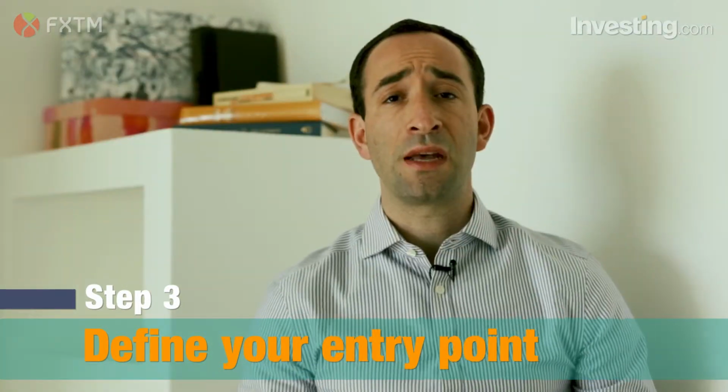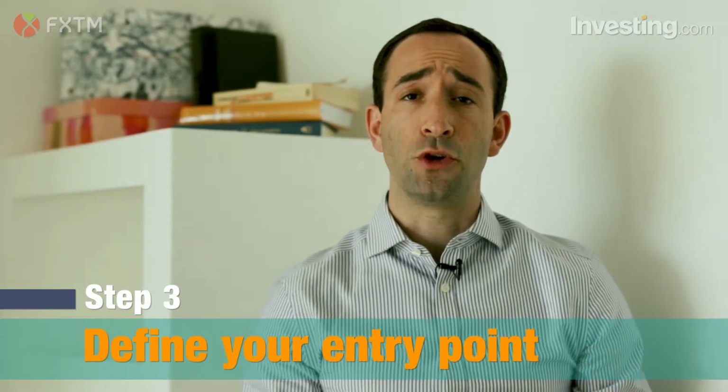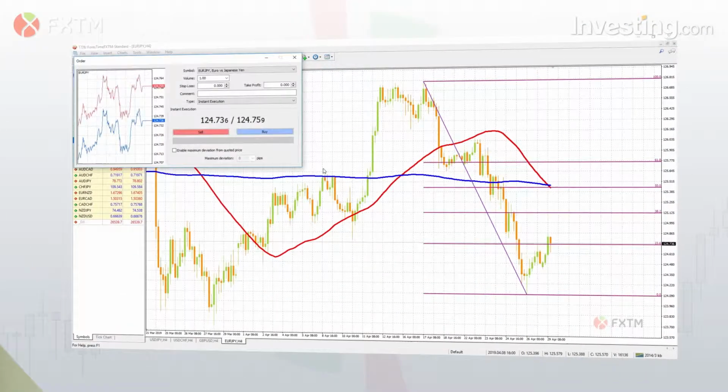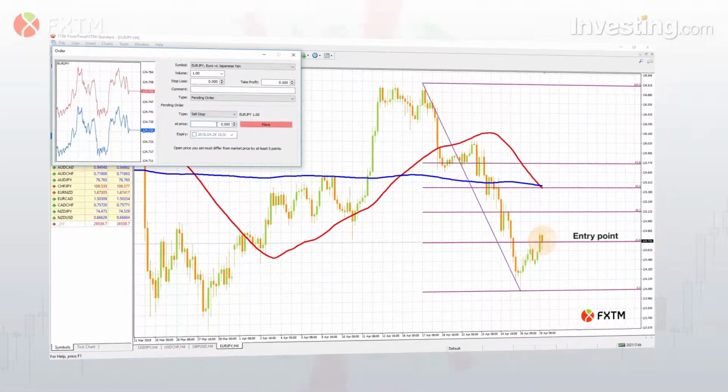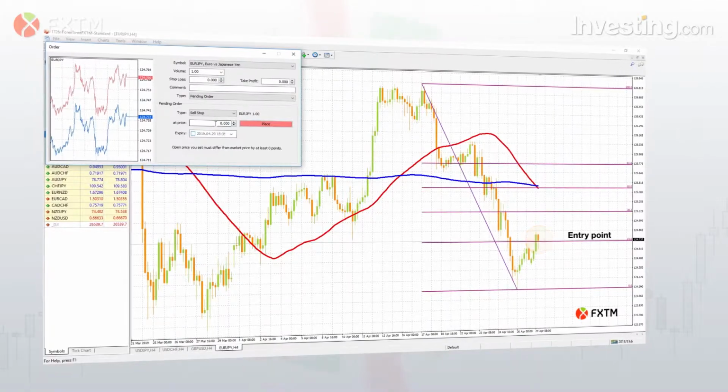After we've established our risk and reward parameters for a trade, step 3 involves determining an entry point. Now, to do this, we can take from a whole host of different technical factors to identify important support and resistance levels, Fibonacci levels, or other important areas where there's a lot of price congestion.